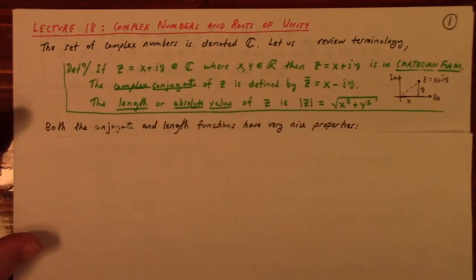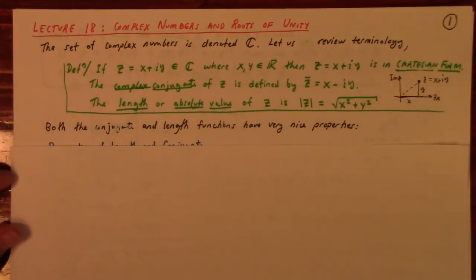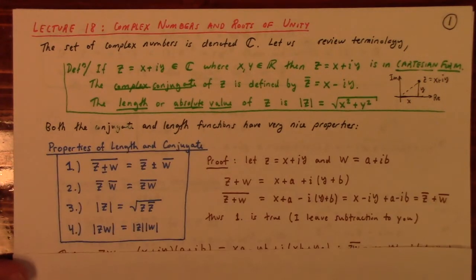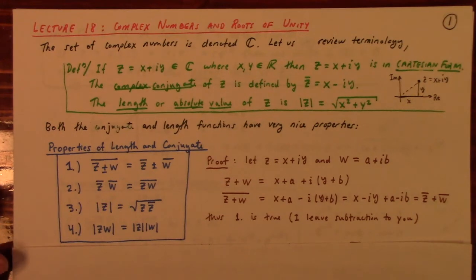Now, both the conjugate and the length functions have very nice properties. Here they are. The conjugate of the sum is the sum of the conjugates. The conjugate of a difference is the difference of the conjugates. The conjugate of a product is the product of the conjugates. The length of a complex number is the square root of the product of it and its conjugate. And finally, the length of the product of two complex numbers is the product of their lengths.